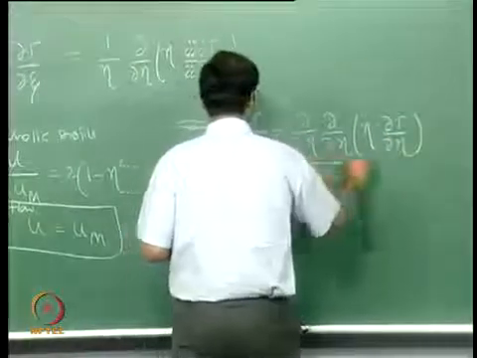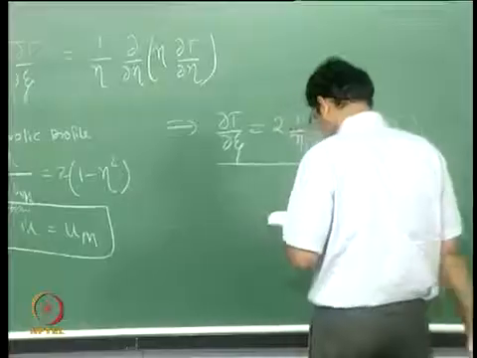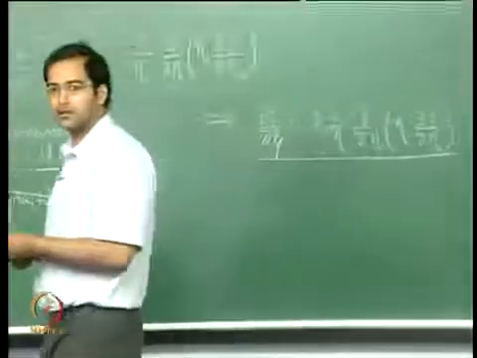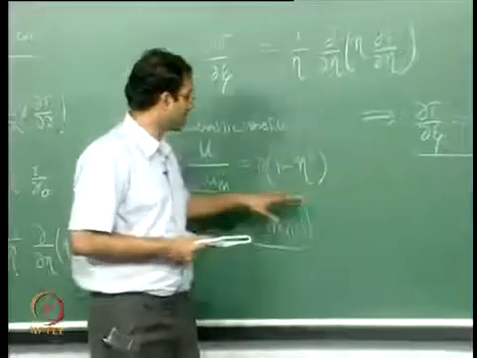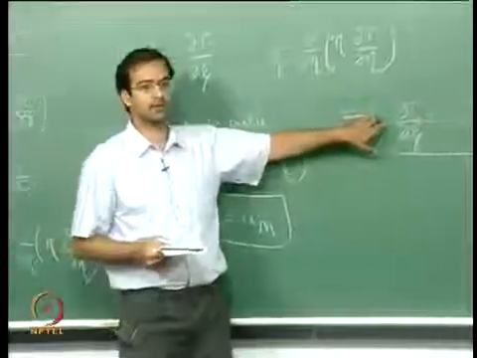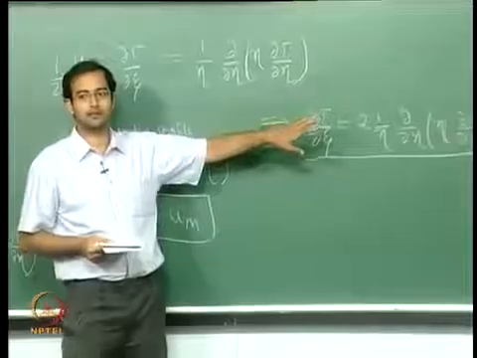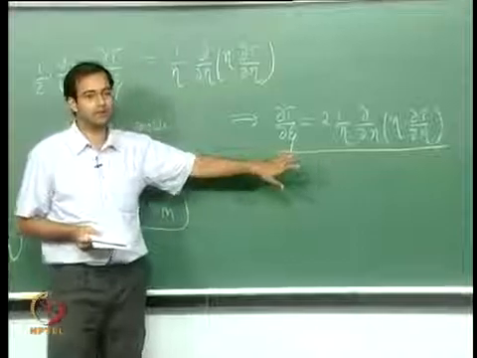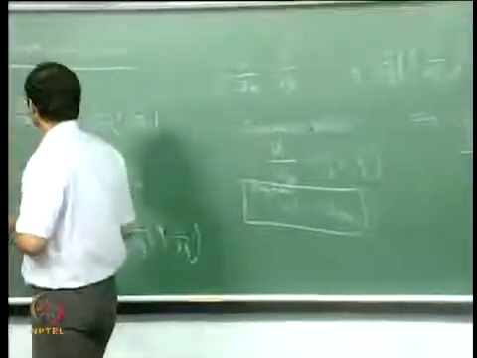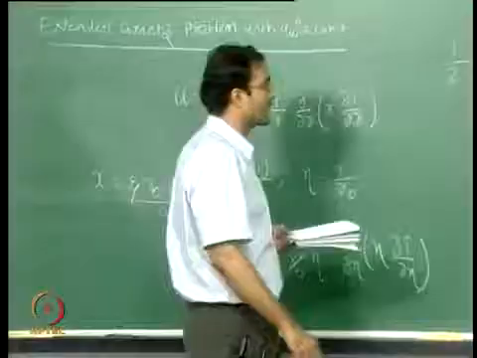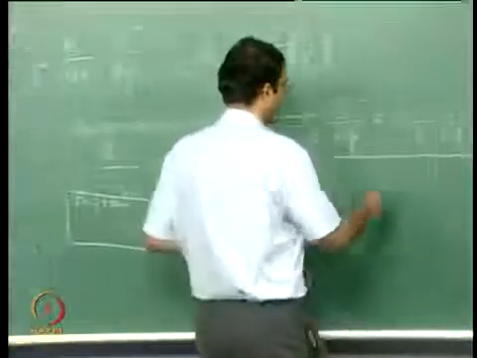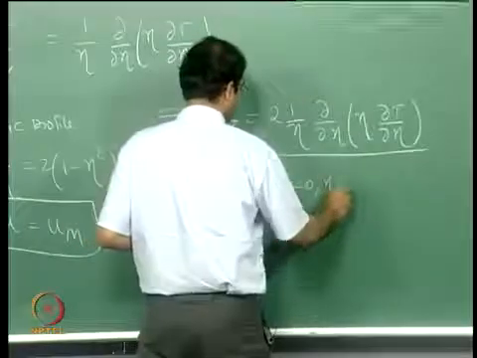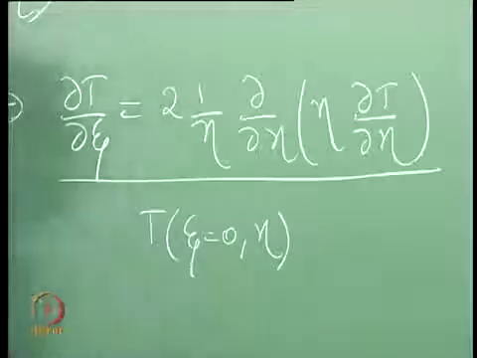Okay, so this is how your energy equation can be written, and now we have to state the boundary conditions. If you substitute the parabolic flow, you have 1 minus eta square here. The 2 cancels off, and you have 1 minus eta square. So till here it's fine. Now we have to state the boundary conditions for the constant wall flux case. So T corresponding to zeta equal to 0 and any value of eta.